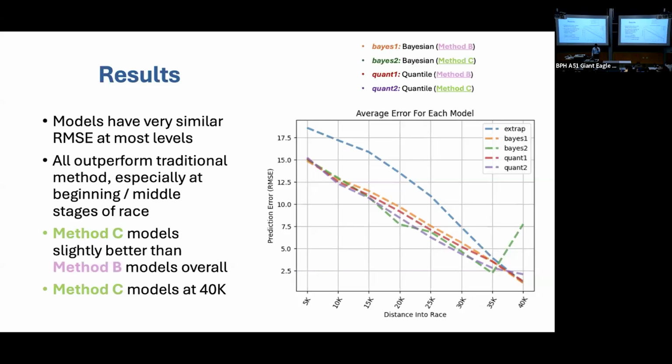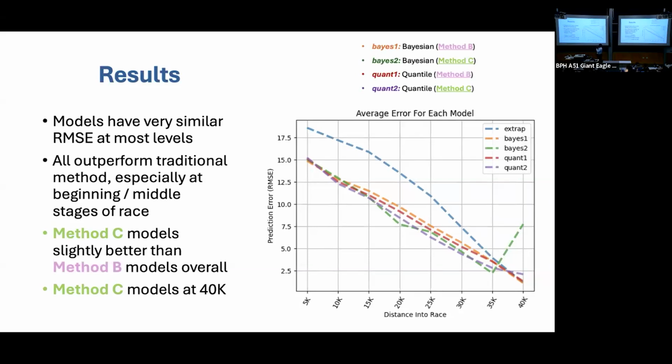And so you want to have better predictions there. And so that's good that we have a model that allows us to have better predictions at those stages. Other things to note, the method C models in green and purple, with that extra predictor with the current pace, seem to perform slightly better than the method B models that only have the single predictor.